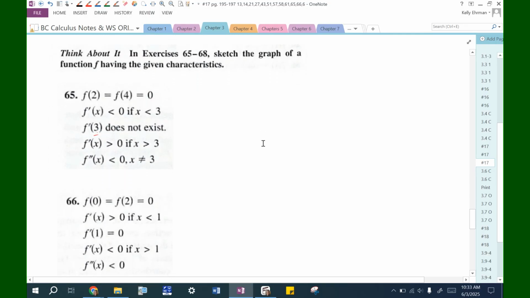All right, now we have some graph sketching. We're going to do more of this in a packet, I think, tomorrow. So sketch the graph of a function having the given characteristics. Always begin by plotting the points they give you. So we have to make sure that f of 2 is the same as f of 4, and they're both equal to 0. So 1, 2, 3, 4. f of 2, f of 4, those are zeros.